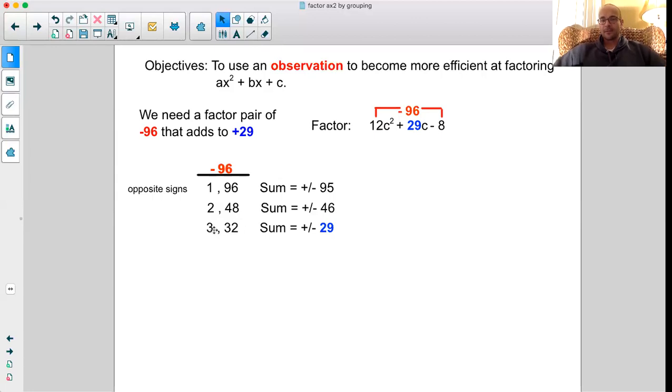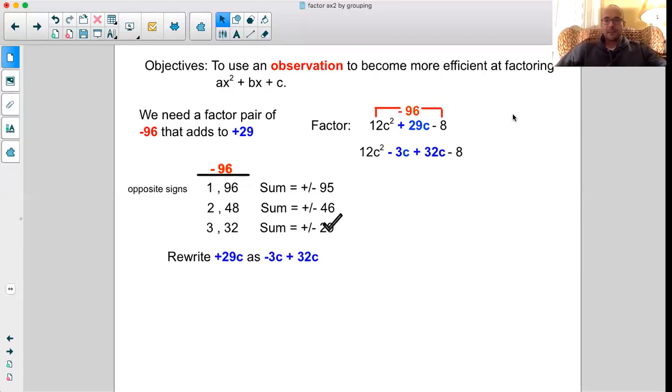It turns out the 3 and the 32 is the way to think of this 29. Now that sounds strange, but remember, one of these is a positive, one of these is a negative. So I think that what we have to do is rewrite this positive 29c as a negative 3c and a positive 32c. Why in the world would we do that? Because 4-term factoring is less about guess and check and requires less concentration and less organization and things like that.